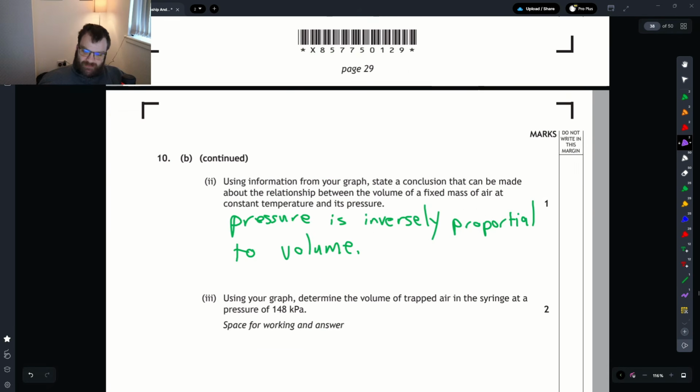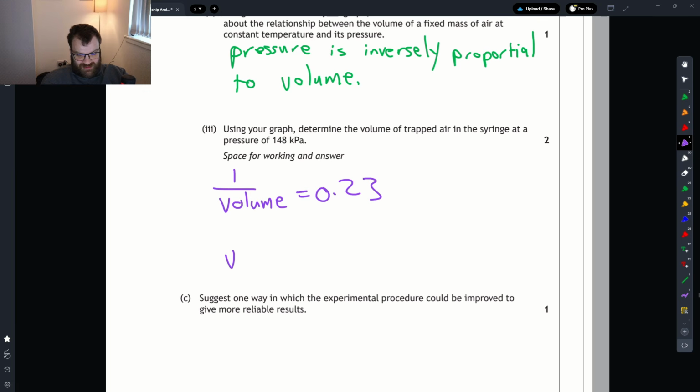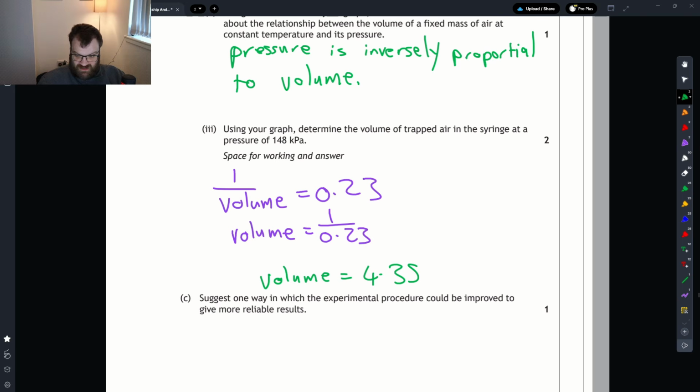I'm going to just take that to the nearest box, which would be that box there, which would be 0.23. But again, that is 1 over volume equals 0.23. So volume is going to equal 1 over that. Gives an answer of 4.35 milliliters.